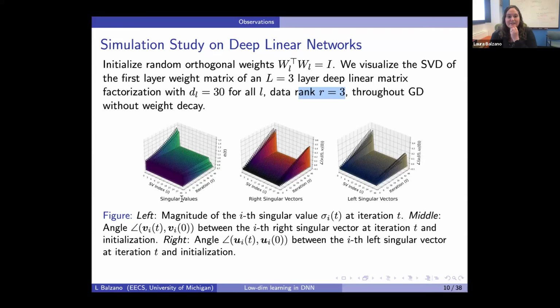So that's just the singular values, but of course, we could sort of randomly have singular values at every iteration and it could still look like this, but we also see the singular vectors have the same behavior. So this is the angle of the vector at time t with its initialization, and the angle in the first 3-dimensional subspace and the bottom 3-dimensional subspace increases. So it goes away from its initialization, whereas all the rest of them are flat in both the right and left singular vectors.